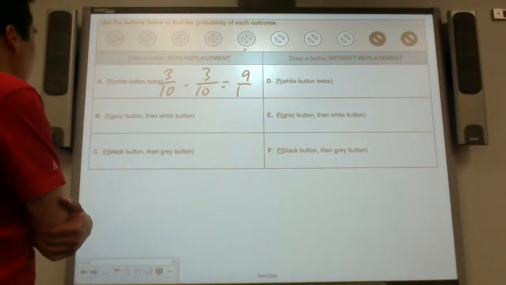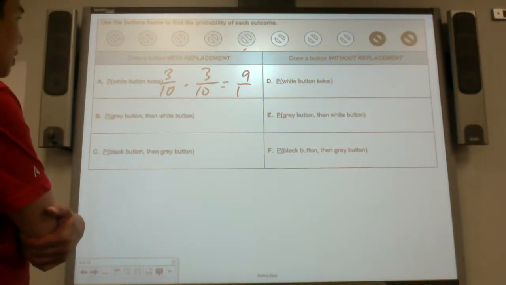Next one. Oh goodness, why is it not moving?